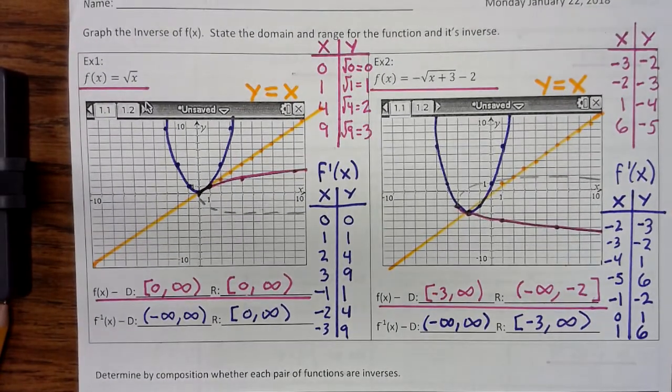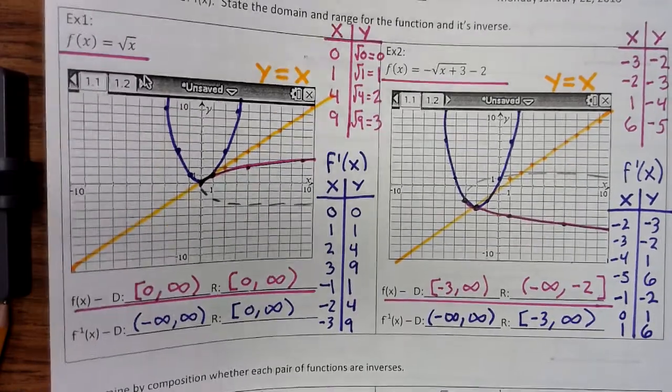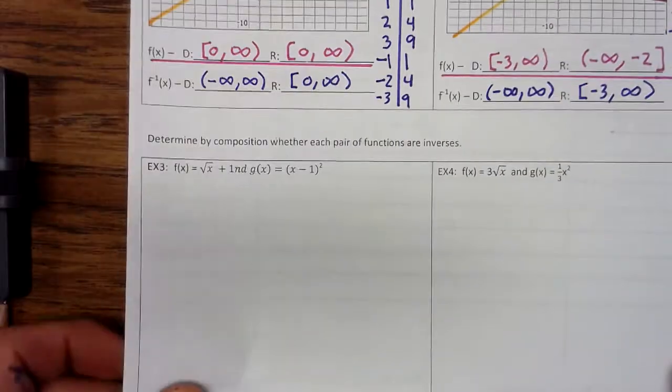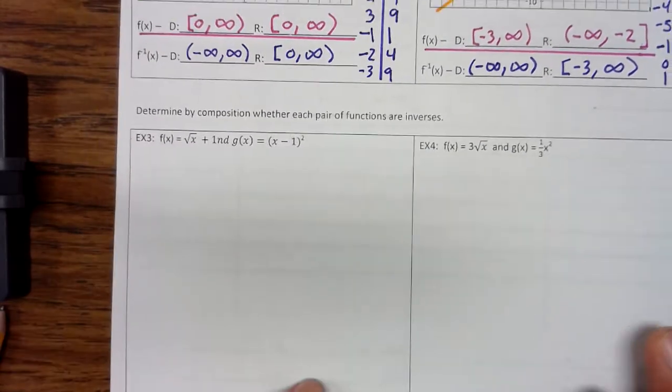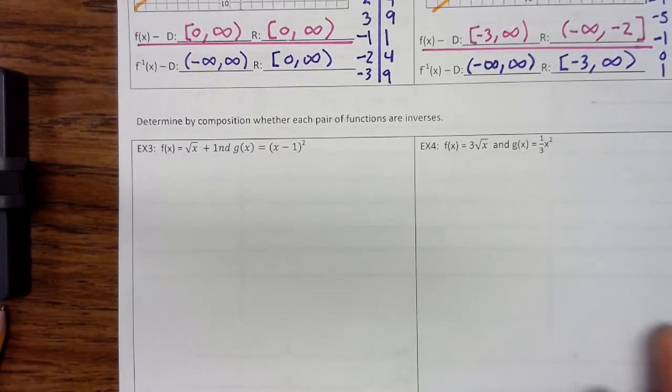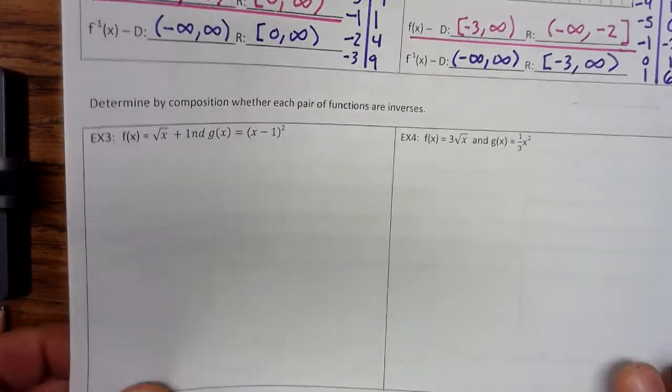All right, so remember, if there's any questions on that, if you'd like me to go over the example completely in class, just let me know and I can do that. Now let's move on to example 3. All right, determine by composition whether each pair of functions are inverses.